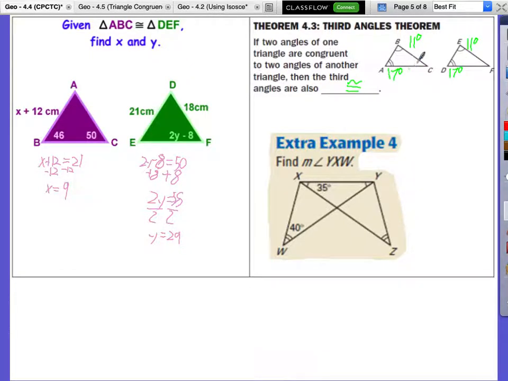So this has to add up to 180, right? So this is 152. This one, you do the same thing.